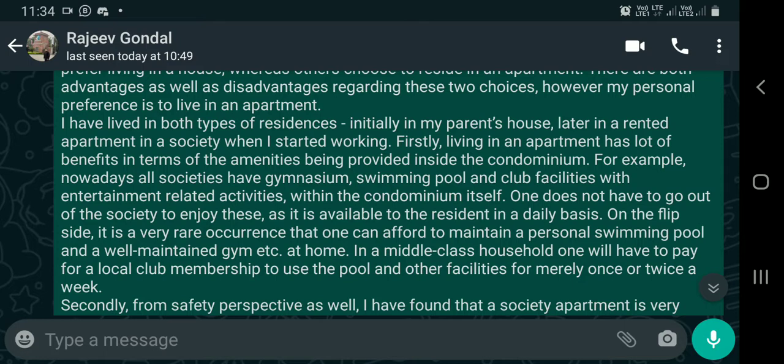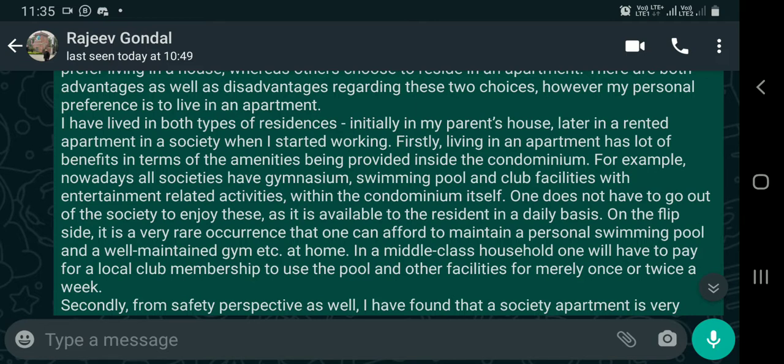But this is how you should structure it. It should be very clear what exactly is in your mind. If you simply say, I've lived in both types of houses, and then say, firstly, living in an apartment has a lot of benefits in terms of whatever, it does not show a very clear transition from your authority to firstly. It looks a little abrupt, so that needs to be corrected.